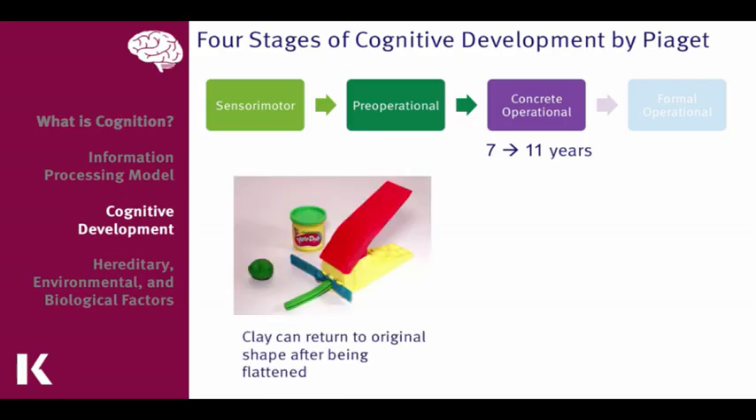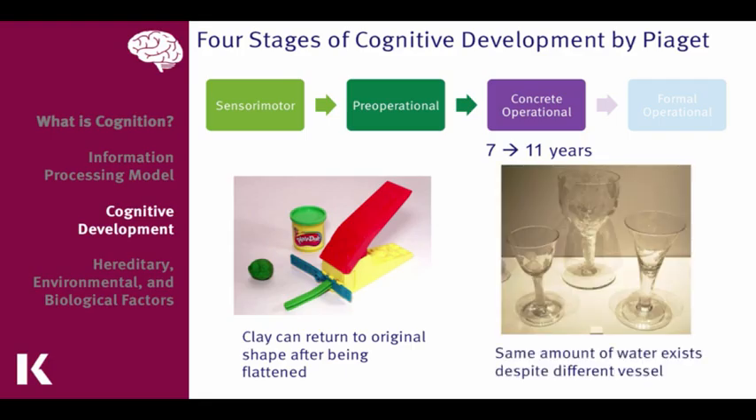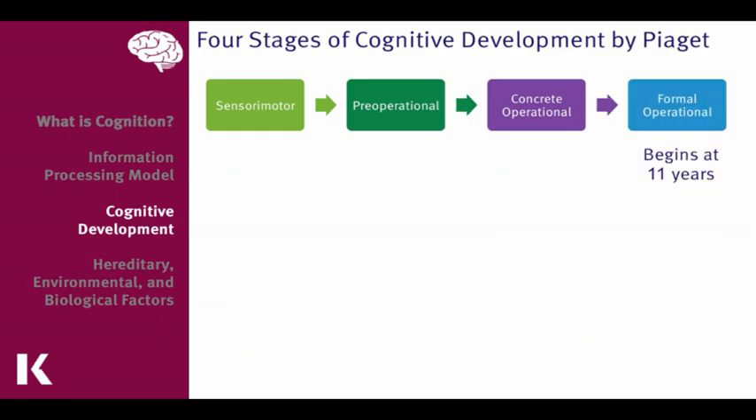For example, in this stage, a child would understand that if a piece of clay was flattened, it can be returned to its original shape. Also, if water is poured into a cup and then poured into a different vessel with the same shape, the child would be able to understand in this stage that the same amount of water exists despite being in a different vessel. This kind of logical thinking is then followed up in the formal operational stage with abstract thinking, which begins at 11 years old.